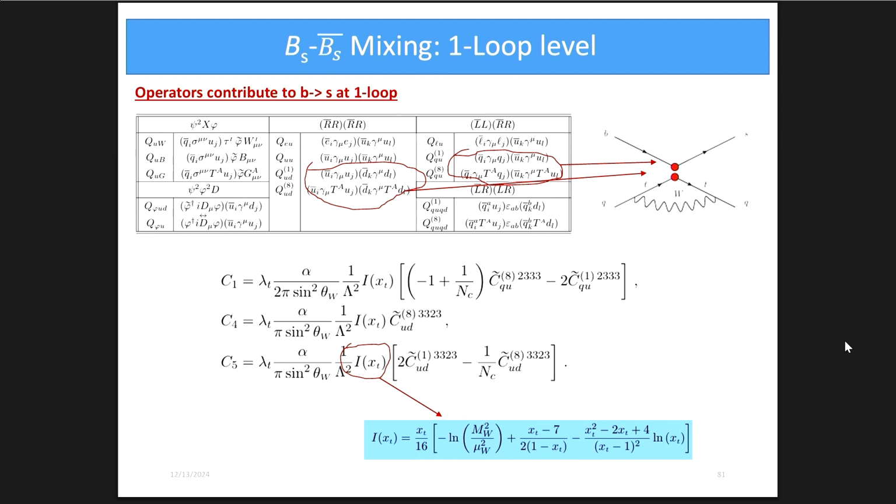And here I X T is the Inami-Lim function. You see the scale involved here is M W squared and mu W squared, since you are just calculating the matching calculation at the electroweak scale. Later, if you run it down to mu B, then that scale will be introduced later. Okay.